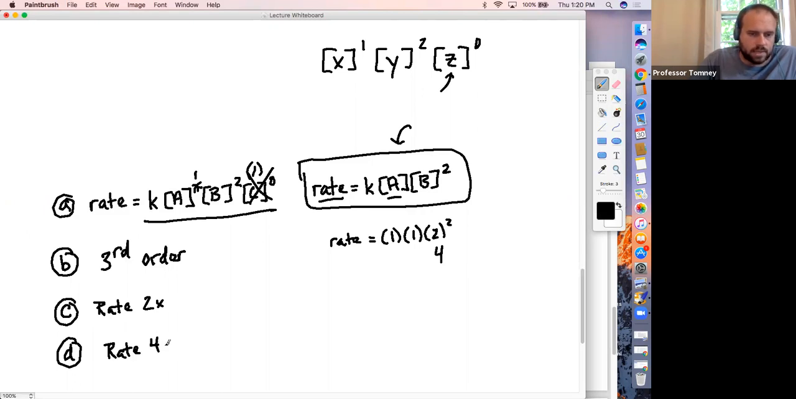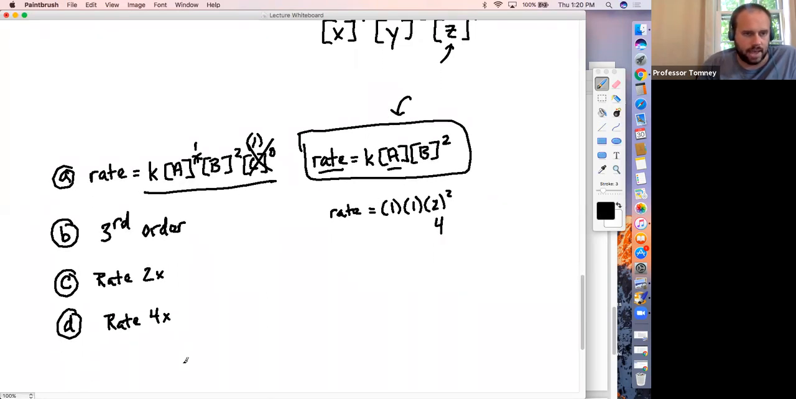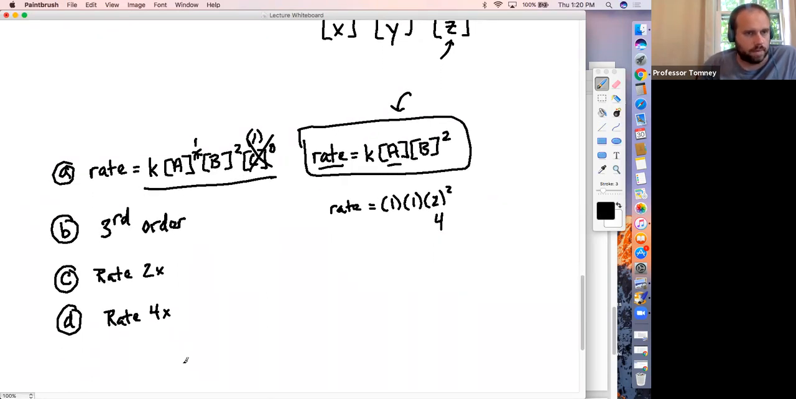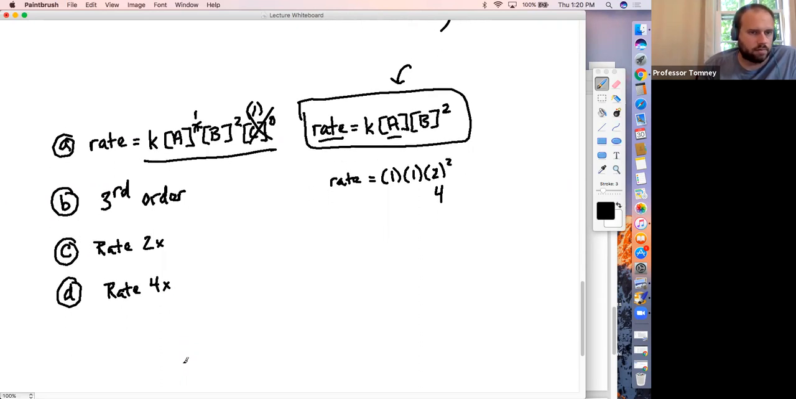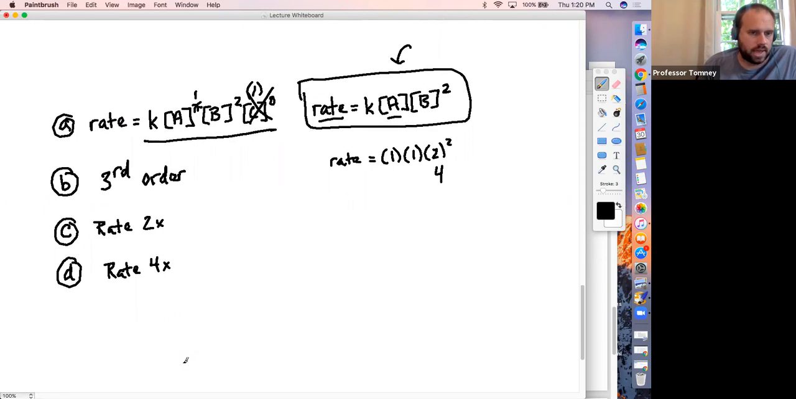So what that means is that the rate is more dependent on B than it is A. It's dependent on both of them, but as I change around B, I'm going to see more drastic changes in the rate of the reaction in comparison to A.